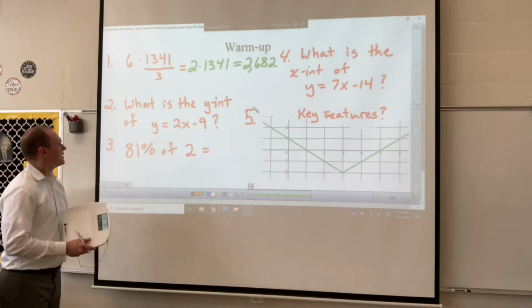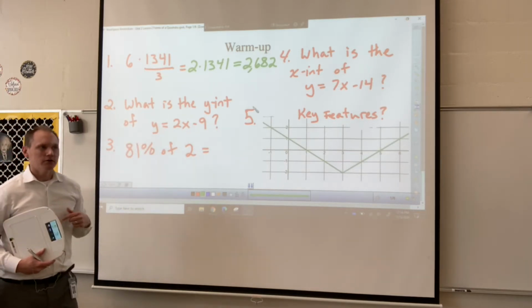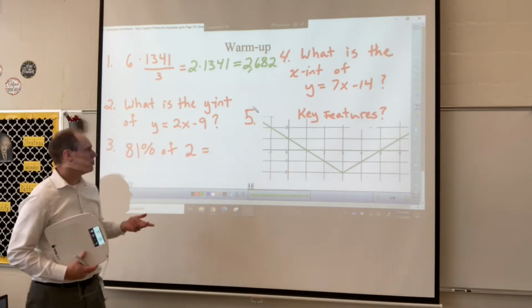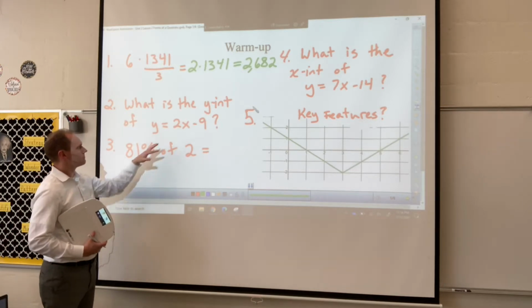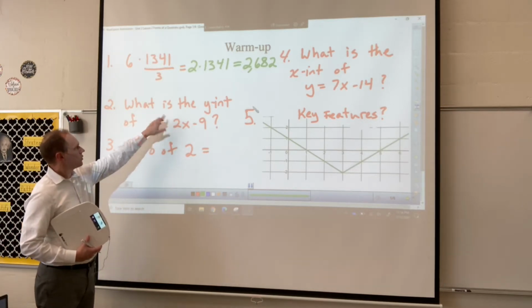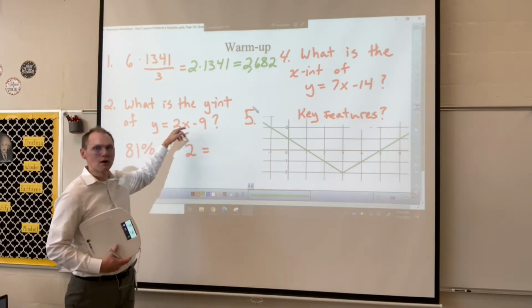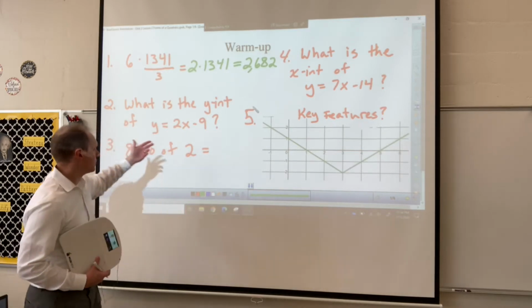Number 2. What is the y-intercept of y equals 2x minus 9? So if you know linear functions, you might just be able to quickly rattle it off, but let's think a little bit more deeply about this and why it is that way. In any case, the y-intercept is always the y value when x is 0. So we can just put in 0 for x and see what we get.